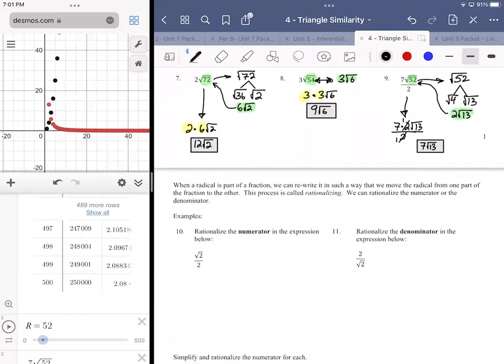So before we take the break, let's just do 10 and 11 because they're pretty quick. If you have a radical in one part of a fraction, you could move it to the other part of the fraction through a process called rationalizing. So what we do is we multiply the top and bottom by the radical you want to get rid of.